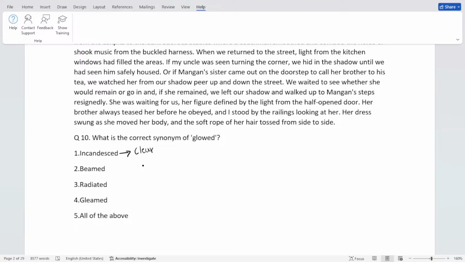So next we have the next word, beamed. Beamed also means shined brightly, the same meaning we will get. And radiant also means shined, the same meaning we will get. And gleamed is nothing but shining brighter and reflecting brightly. So accordingly, the meaning of glowed is the same for all the other words. So all of the above is the correct answer. So now we will go for the next question.